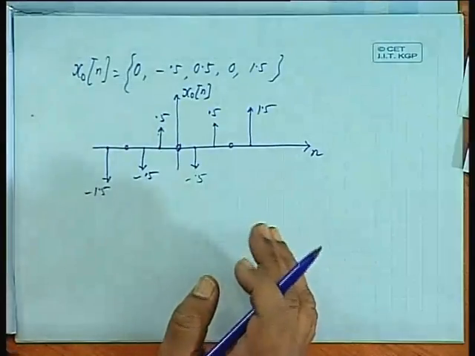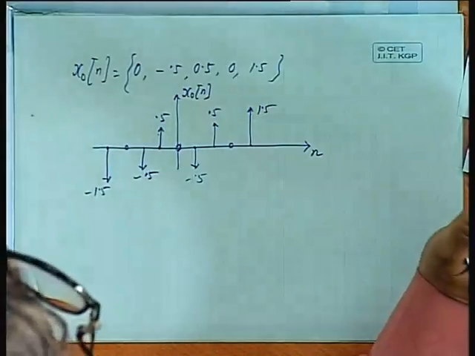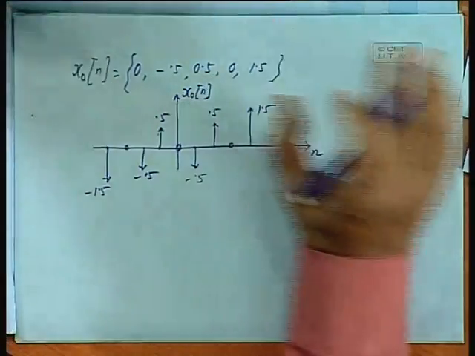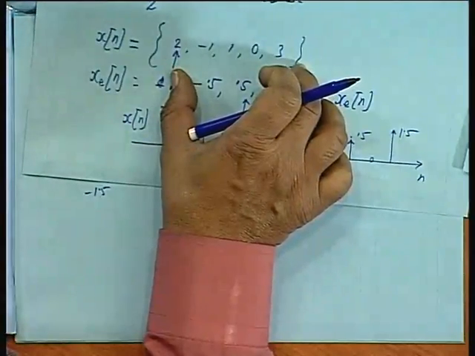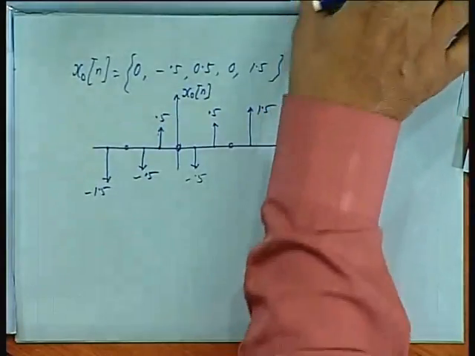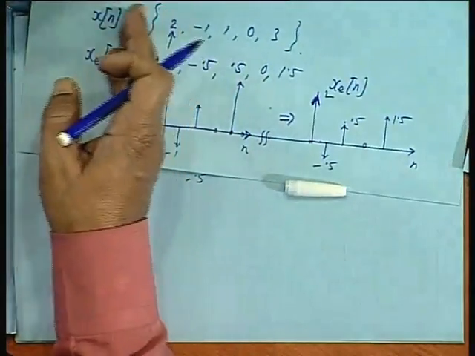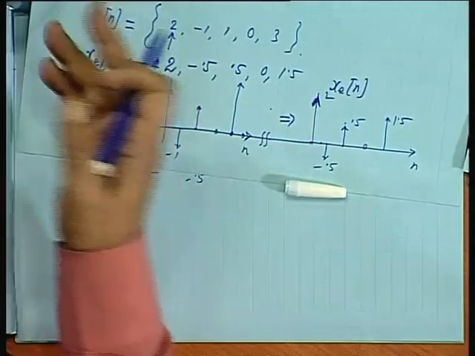So the even function and odd function will be much longer in sequence compared to the original sequence, because the original sequence was only up to this. The other values on this side were 0.